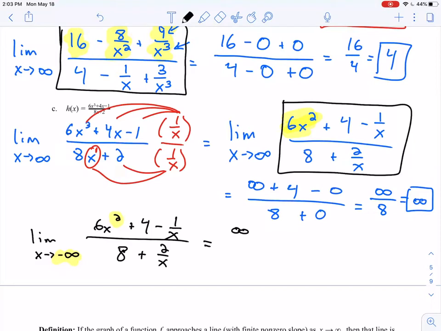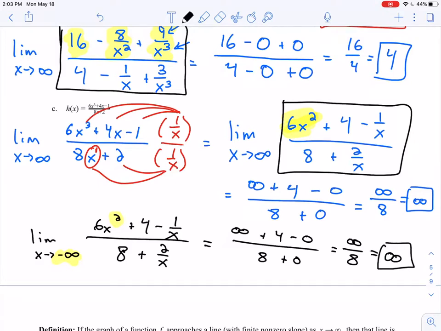but that is something that you're going to want to be aware of here. It is something that you're going to want to keep an eye out for. If this had been 6x cubed instead, then I would have a negative infinity. So just be very careful with that. 4 is a constant, that should approach 4, 1 over x, that goes to 0, over 8 plus 0. In this case, I'll have infinity over 8 once again. So once again, my left-hand end behavior, positive infinity.